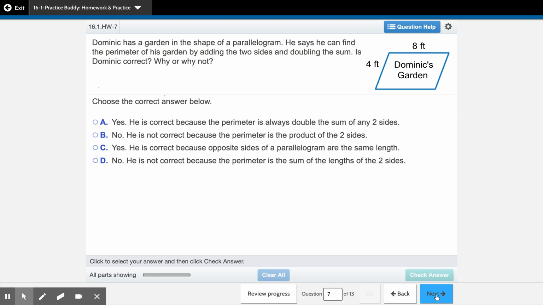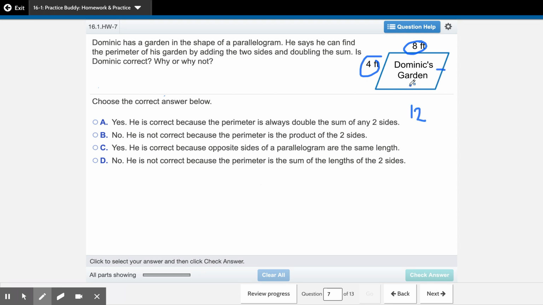Dominic has a garden in the shape of a parallelogram. He says he can find the perimeter of his garden by adding the two sides and doubling the sum. Is he correct? This is kind of what we just talked about. If I add this side and this side, that would give us 12, because 8 plus 4 equals 12.